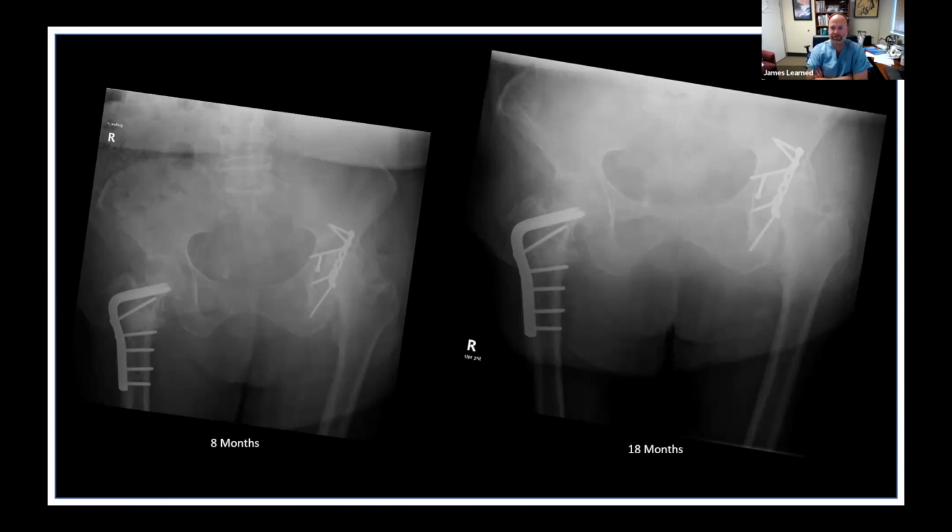So in this case, she and I spoke together, and we decided, based on how she was feeling, and I started to let her weight bear at about 3 months, that she was feeling good. And at 8 months, she felt great. And at 18 months, you can see she's really consolidating nicely, and she's come back, and she's got great hip motion, and she's very, very happy. These plates can be symptomatic in the greater trochanter, so I'll offer people implant removal if they're interested in that. And she has no interest in having any more surgery.